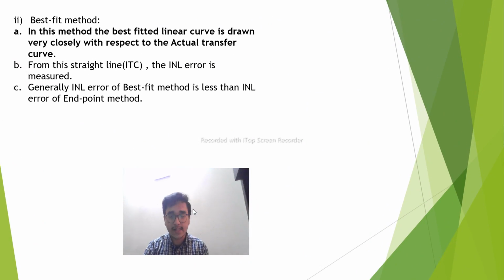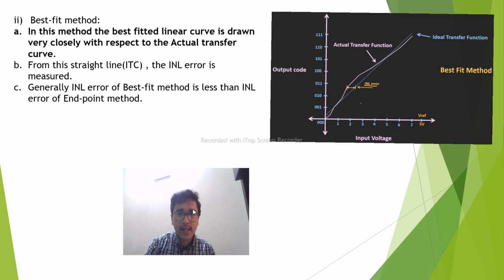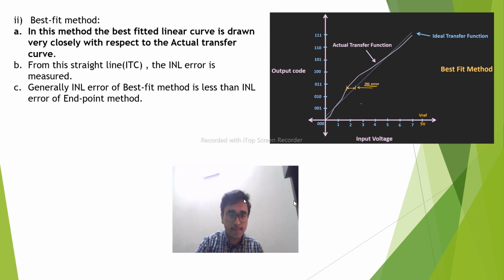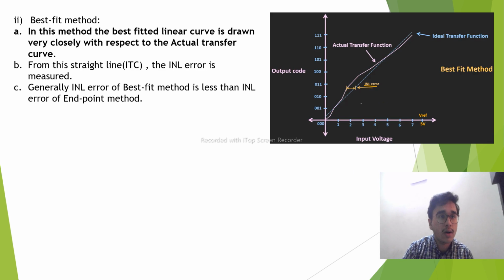Right? This is the best fit method. In the best fit method, you can see the actual transfer curve. We draw a linear line such that it is almost plus or minus close to the actual transfer curve. We draw an ITC such that it is almost close to the ATC.